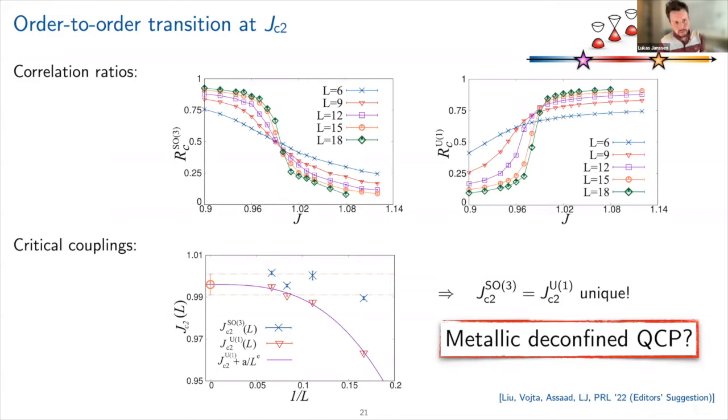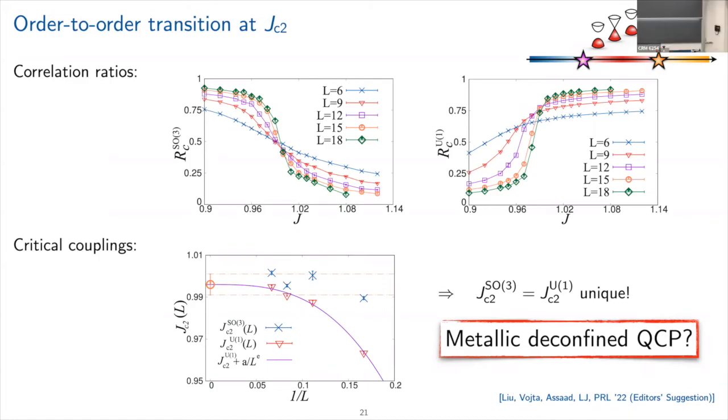the same value of J where the U1 order breaks down, and I think that's really unusual. If you would like to write down some field theory for that, then there's no reason why this one order should break down at the same point as the second order, because these are really completely unrelated, different types of orders. And there's no reason why the one order should break down when the other order gets generated.